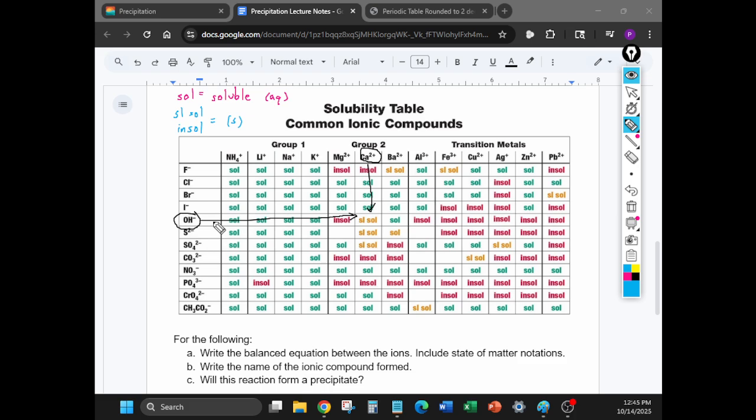Okay, so that's pretty much how you read this table. You basically take the cation and the anion, cross-reference them, and based on what it says, you write down if it's aqueous or solid. These blank spots mean the chemical does not exist, and so this chemical won't form. We'll talk more about that later before we do our lab, but that's pretty much how you read this table.